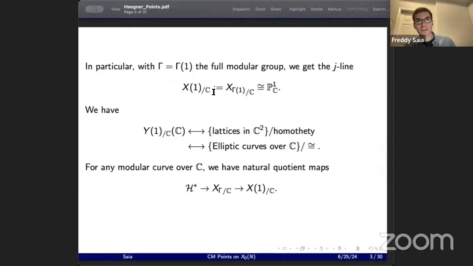Okay, this is the full modular group. So this is kind of our bottom modular curve. If you take any Fuchsian group, you get a natural quotient map from that modular curve to the J line. And both of these have natural quotient maps from the upper half plane, just from their definition. These natural quotient maps will come into play when we talk about CM points, when we give the definition.